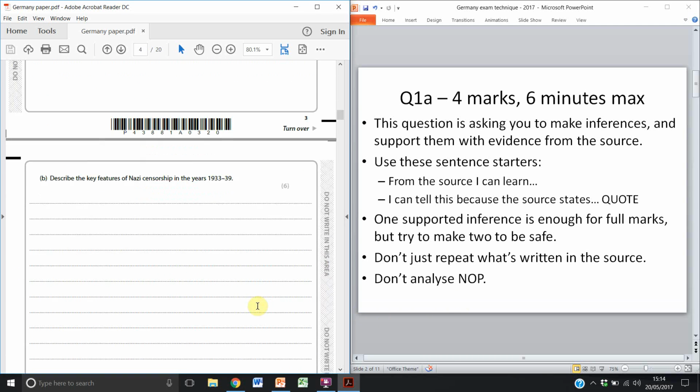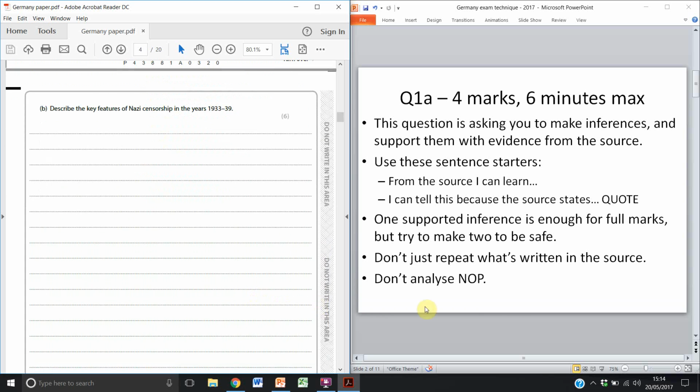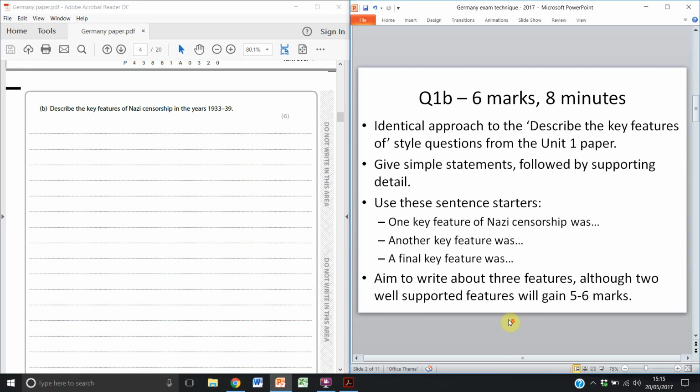Okay. The next question, okay, is one that you should feel very comfortable with regarding the format of the question and the technique required to answer it. Okay, it's worth 6 marks. This is question 1B. It's worth 6 marks, and therefore you should spend about 8 minutes on your answer.